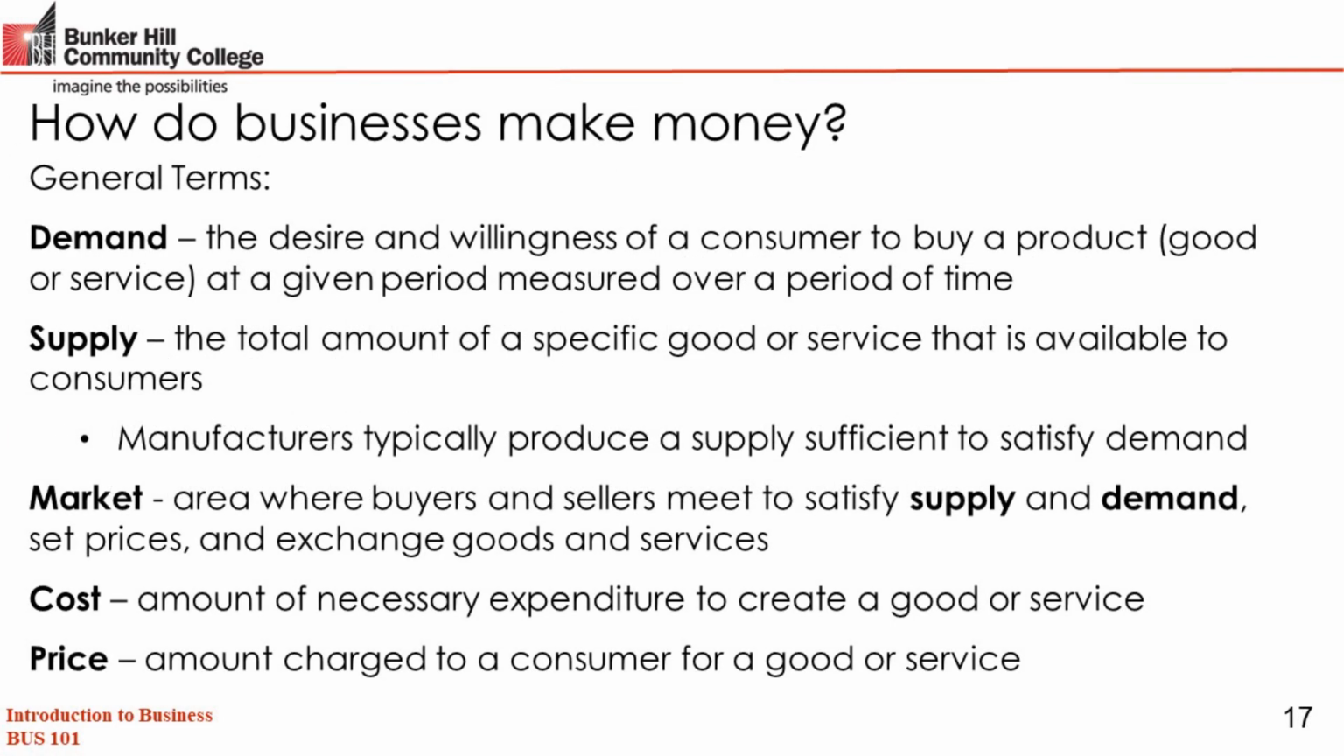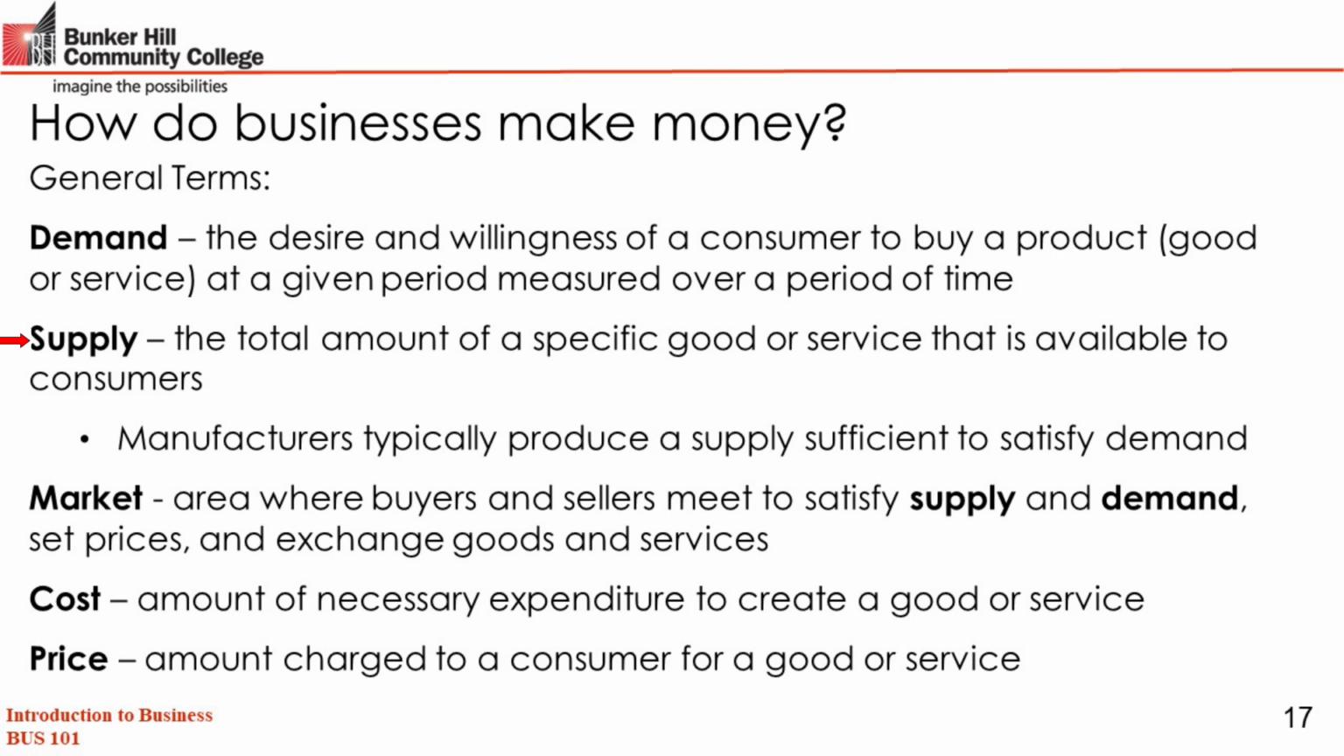Some general terms that I think we need to cover to be able to understand the explanations for how businesses actually go about making money, i.e., a profit, is demand. Demand is the desire or willingness of a consumer to buy a product, either a good or a service, and that is measured over time. Supply is the amount of goods or services that is available to consumers. Manufacturers typically will produce a supply sufficient to satisfy demand. If you make too much, you'll have a surplus and people may not want to buy all of it.